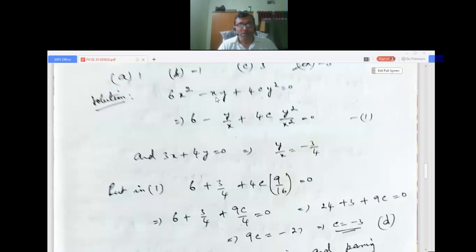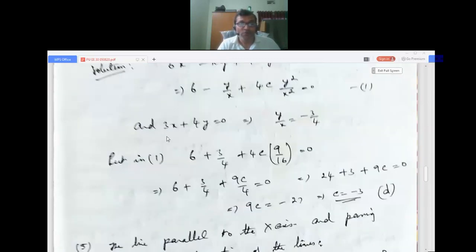6 minus 1x get cancelled, y by x plus 4c y squared by x squared. Okay, so what happens here? Here I'll use this value, for that reason I use it. These are all different tricks of solving. Okay, directly I'll get, it is given 3x plus 4y equals 0. So from this I can find y by x.